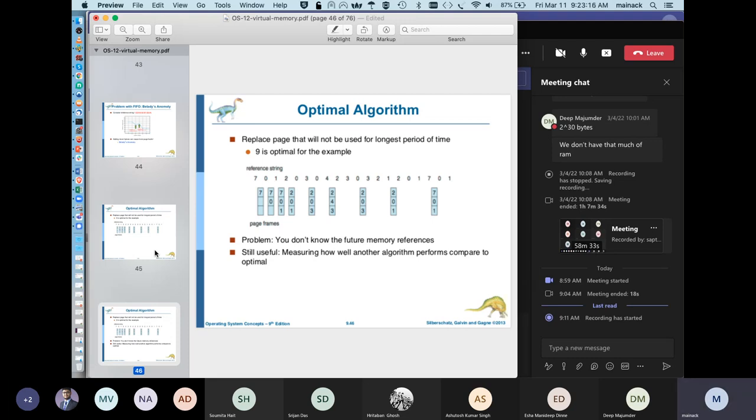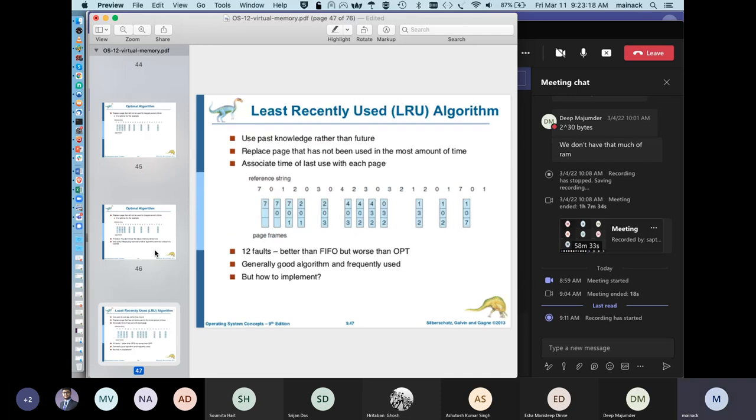Now, how do we approximate the optimal algorithm? The idea was, I would say, very elegant. I really love this idea. This algorithm, one of the most used, which Linux also uses, is called the Least Recently Used algorithm, LRU. The idea is elegant.